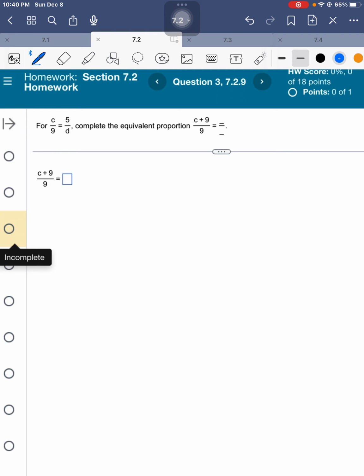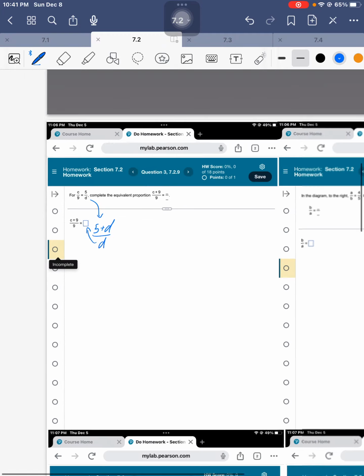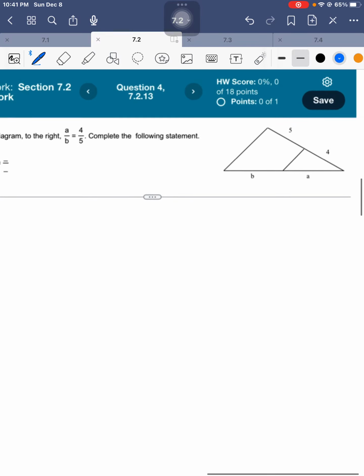And that's exactly what we did here. We added this 9 up to the numerator. So the equivalent version of this would be 5 plus D over D. That's it.